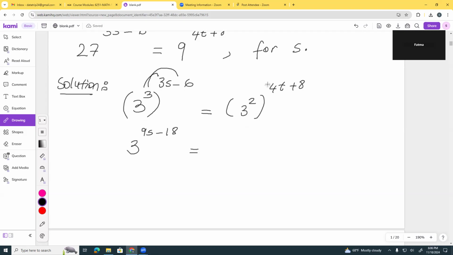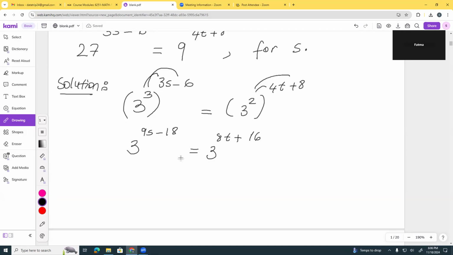We're going to do the same distribution on the right side. So the base number is still 3. 2 times 40 is 80. And then 2 times 8 is 16. So that's how we set up the equation now.